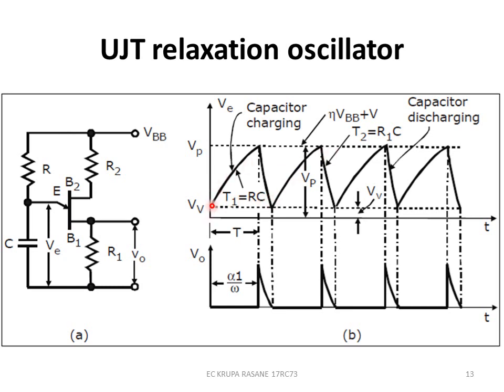So it will start charging, trying to charge to VBB, but when its value reaches V peak, the UJT is going to turn on. The minute it turns on, the capacitor gets a path to discharge in this fashion, and it will discharge till the value of the valley voltage. The charging time is going to be determined by R and C. So this is a time constant which will be looked at, T1 equal to RC.